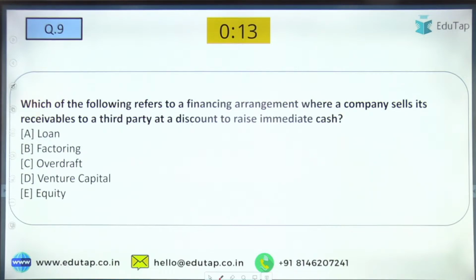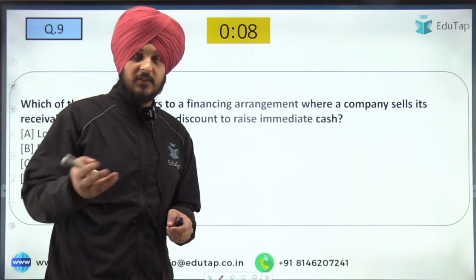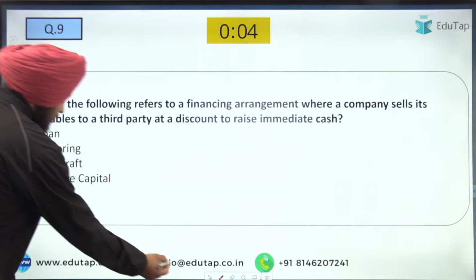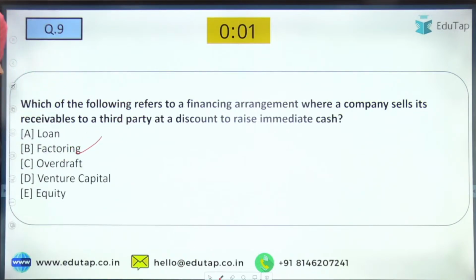Yes, very good. Gopal has given the correct answer. Priti has given the correct answer, and Vijay has also given the correct answer. So the correct answer to this question is going to be the B option, which is basically factoring. So what do you mean by factoring?